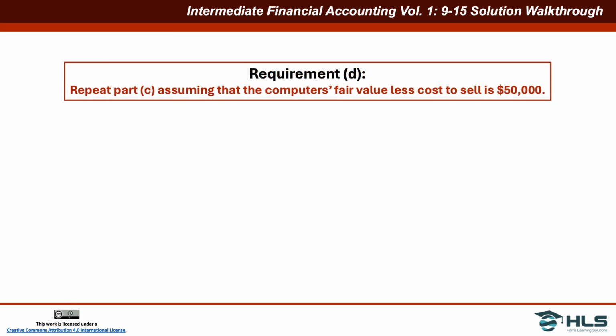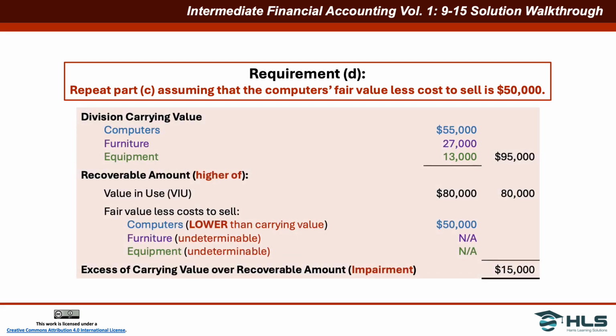Now on to our last requirement D, which asks us to repeat requirement C, but this time assuming that the computer's fair value less cost to sell is $50,000. So I'll show the entire comparison this time. And we'll notice here that the only thing that changes is the computer's fair value less cost to sell. In the previous scenario, it was $60,000. Now it's $50,000. Everything else is the same.